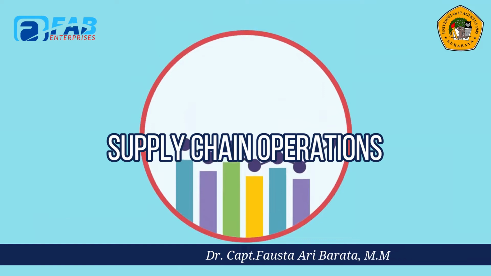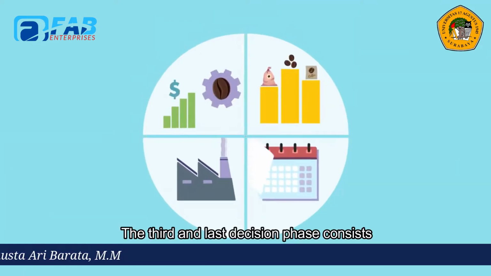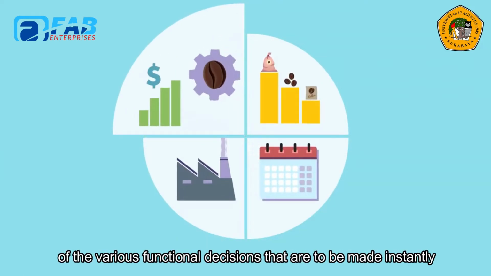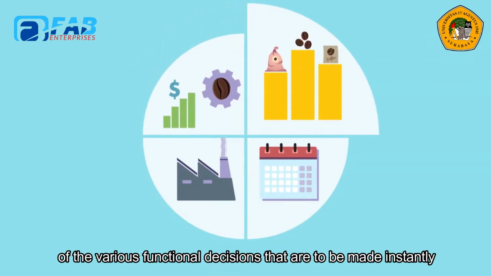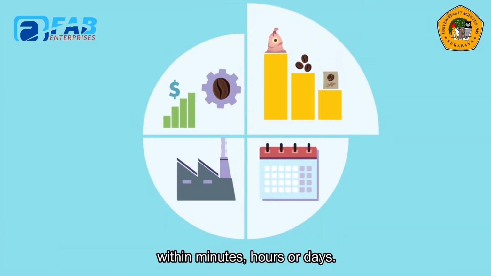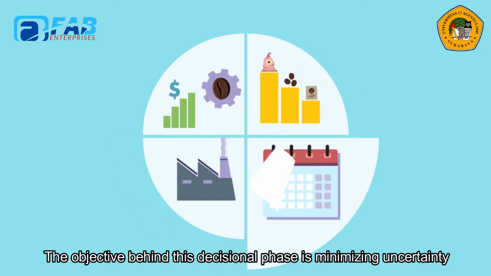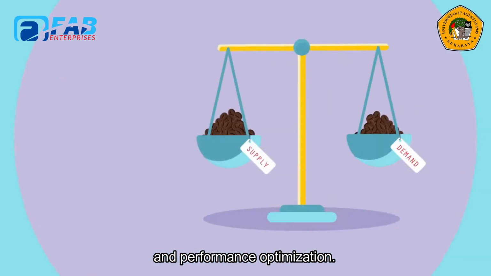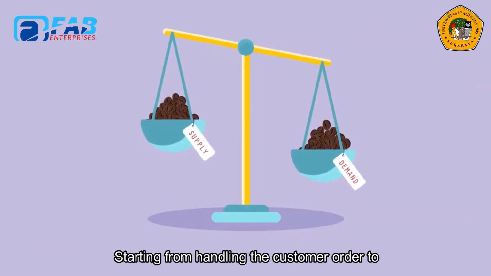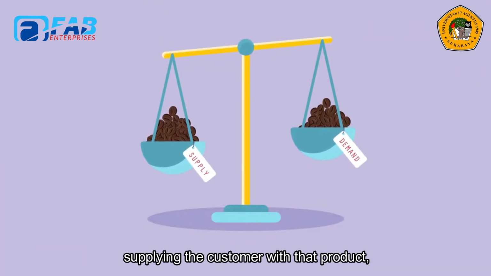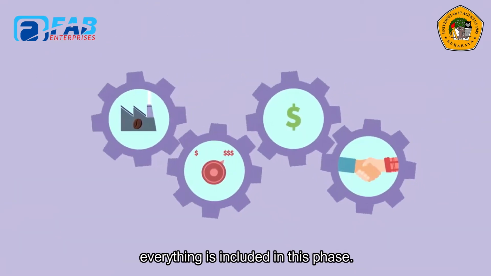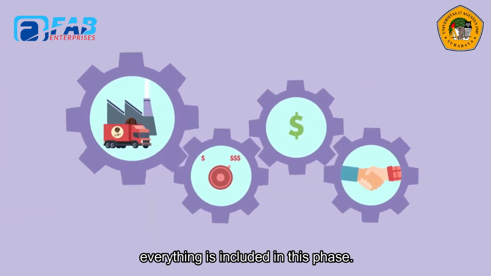Supply chain operations. The third and last decision phase consists of the various functional decisions that are to be made instantly within minutes, hours, or days. The objective behind this decisional phase is minimizing uncertainty and performance optimization. Starting from handling the customer order to supplying the customer with that product, everything is included in this phase.